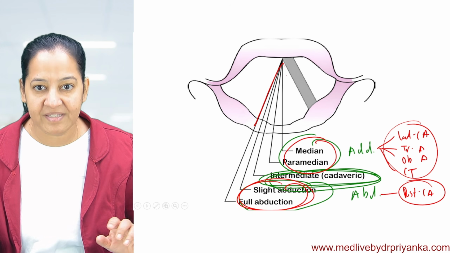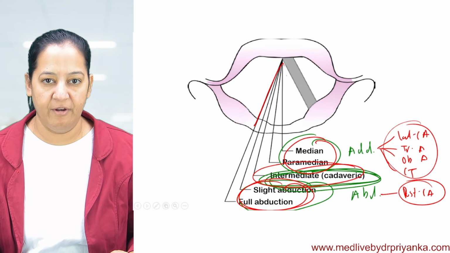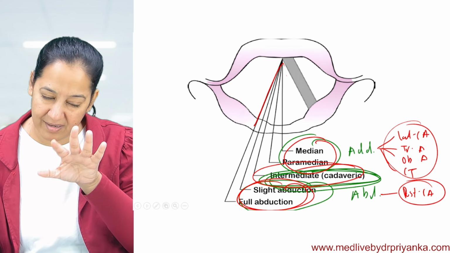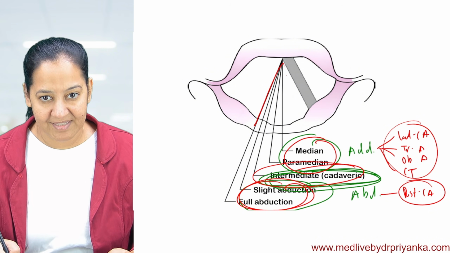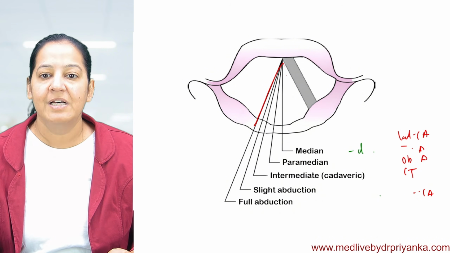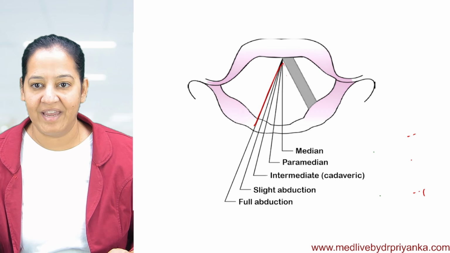Okay. If none of them is acting, it will be cadaveric. People, please do understand. If you are understanding this, then understanding paralysis is very easy for you. The position of the vocal cord. Shall I say again? So we are having adductors and we are having abductors.